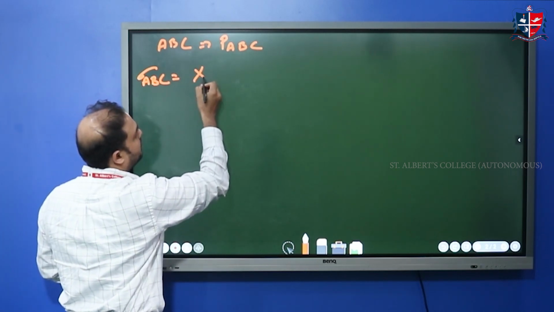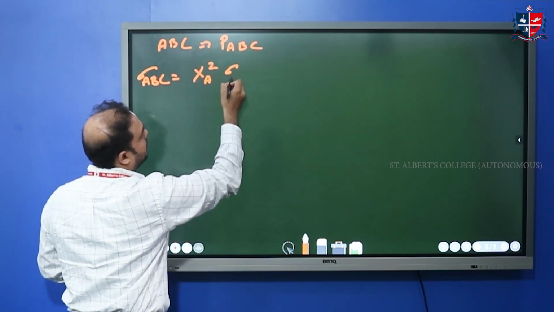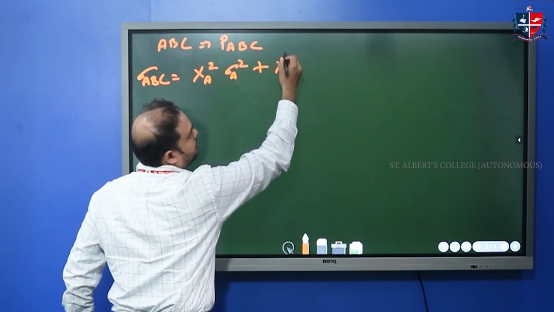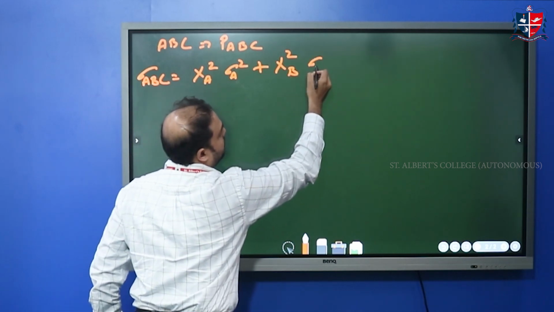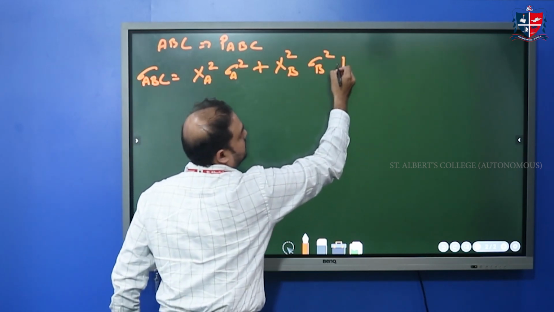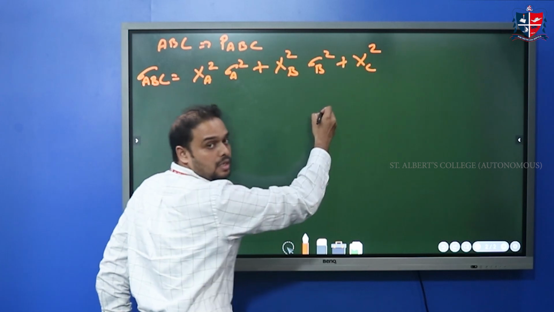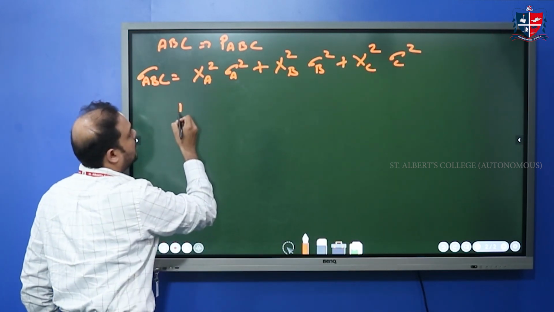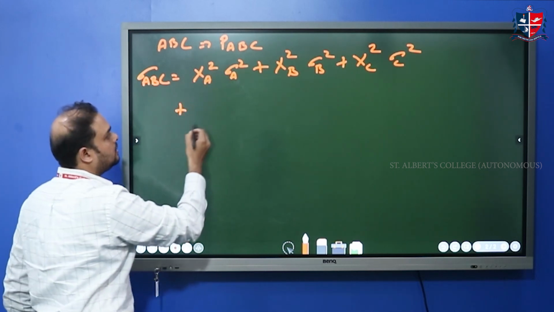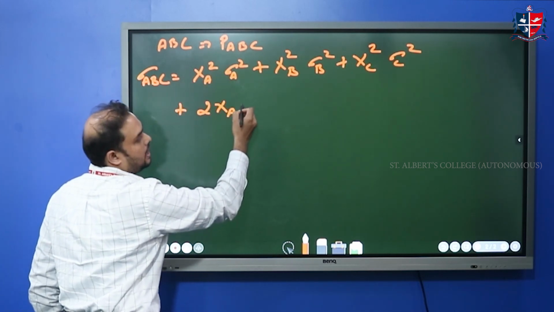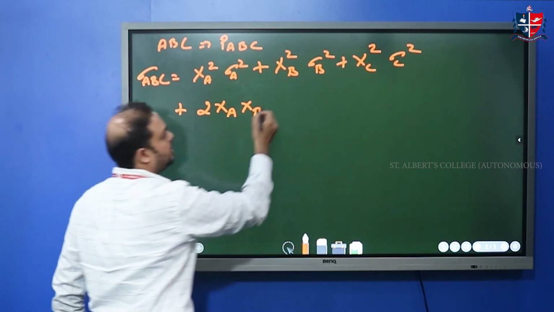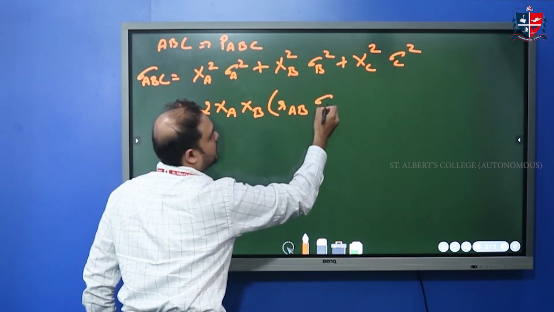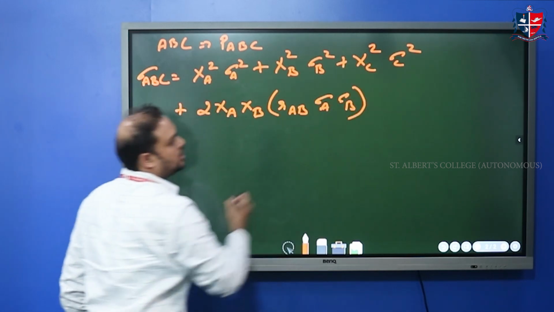So it is the proportion of investment in stock A, the whole square, into the standard deviation of A, the whole square, plus the proportion of investment in B, the whole square, into the standard deviation of B, the whole square, plus the proportion of investment in C, the whole square, into the standard deviation of C, the whole square, and plus, I'm going to do it again. The first term would be 2 XA XB into RAB, standard deviation of A, standard deviation of B. This is the first part of the formula.